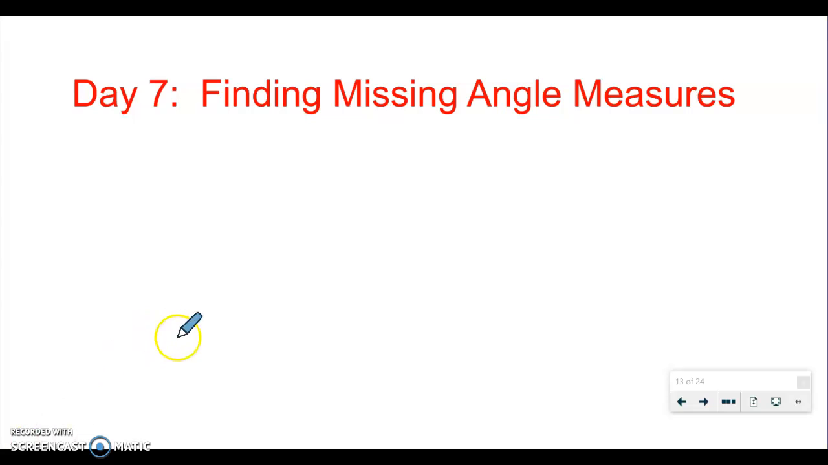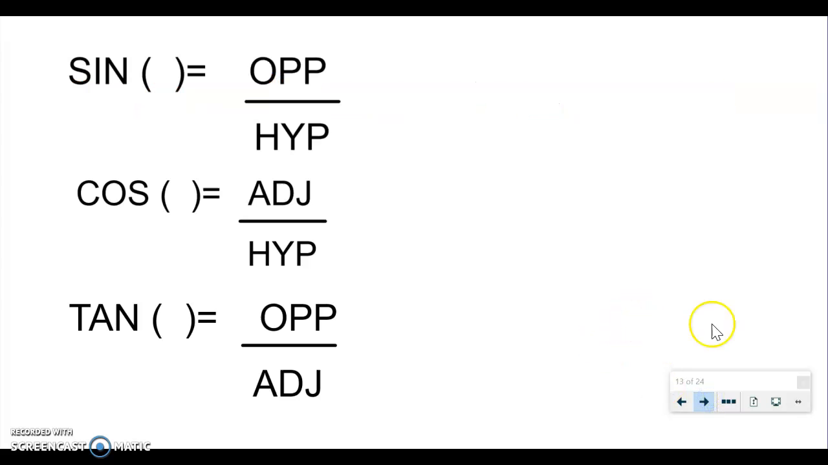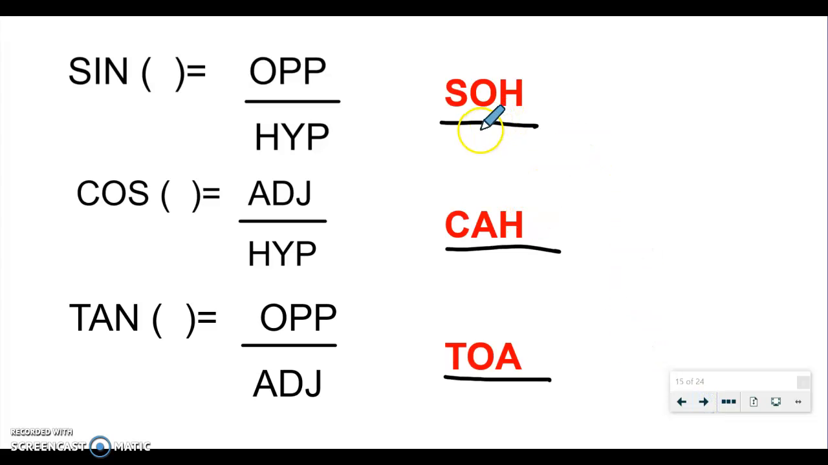All right, so today we are going to be focusing on finding missing angle measures of a right triangle, kind of building off what we did yesterday, in which we talked about finding the missing sides of a right triangle. So if you guys remember, we talked about sine being opposite over hypotenuse, cosine being adjacent over hypotenuse, and tangent being opposite over adjacent. Or remember we talked about the saying SOH CAH TOA. SOH, sine is opposite over hypotenuse, cosine is adjacent over hypotenuse, tangent's opposite over adjacent.